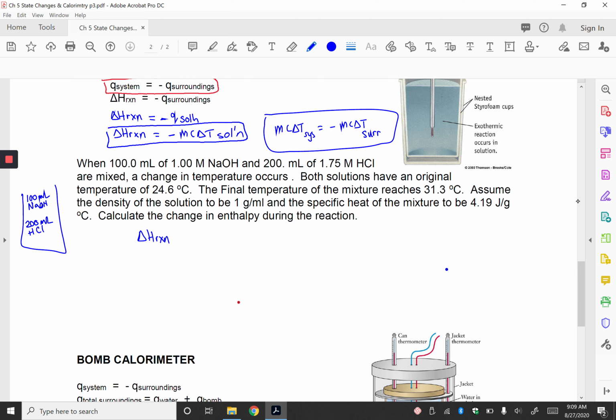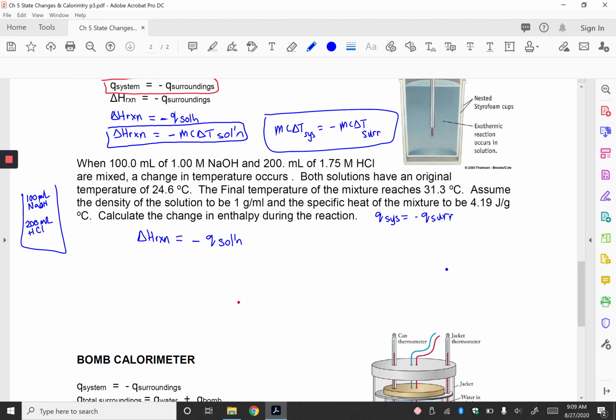So when I'm reading this, I say, oh, it looks like I'm having a reaction in a solution. So I think to myself, oh, Q of system equals negative Q of surroundings. And then I say, oh, my system is this chemical reaction. So that's Q of my system here. What are my surroundings? My surroundings in this case looks like it's a solution. We're doing this reaction in solution, right? So Q of solution.